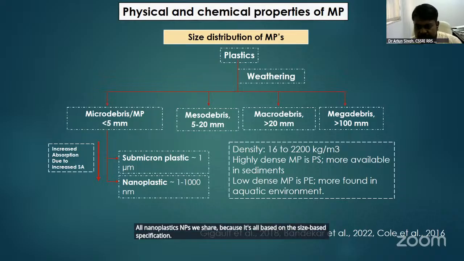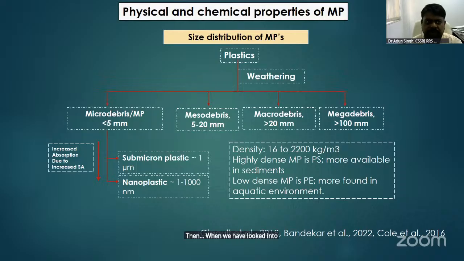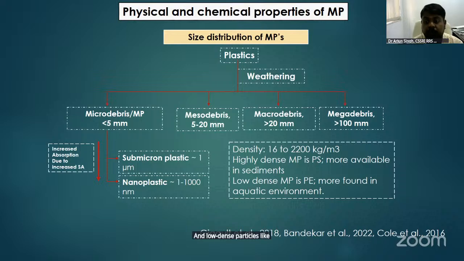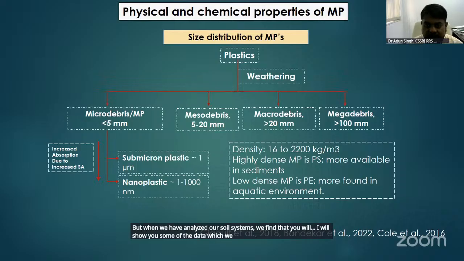When we looked into the research on the prevalence of plastic polymers in sediments, we find that denser particles are more available in sediments, and low-density particles like polyethylene are more available in our aquatic systems. But when we analyzed our soil systems, I will show you some of the data we generated in our studies, more PE and PVC particles are there in our soils as compared to aquatic systems.